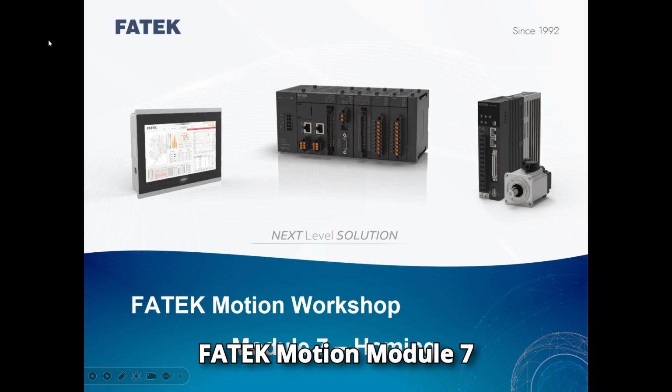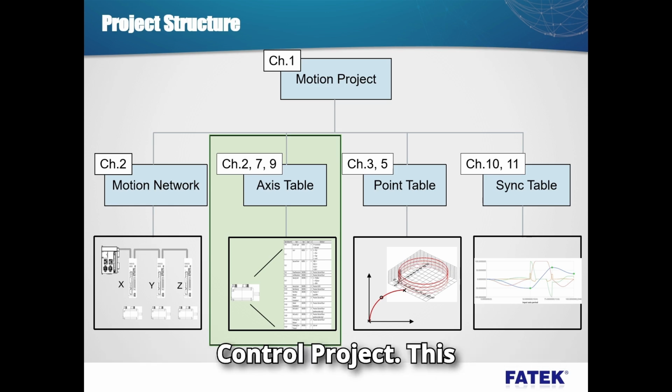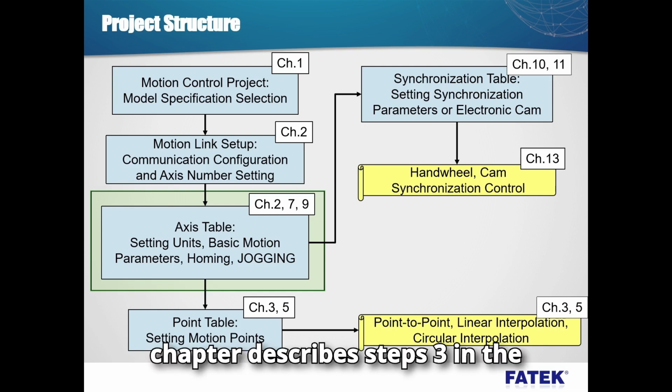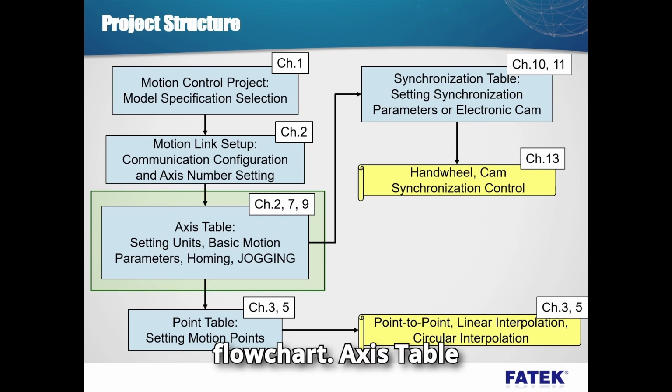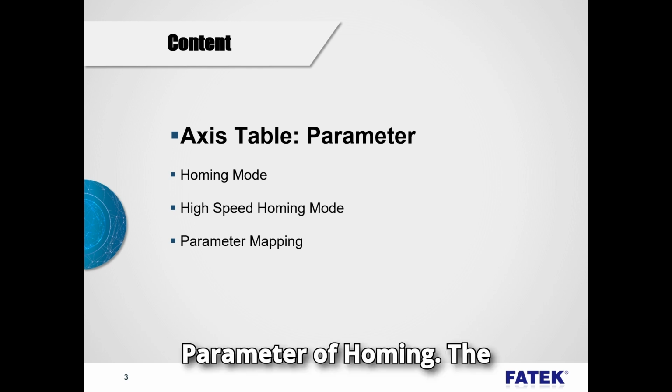FATEC Motion Module 7, Homing. This chapter focuses on the axis table in the motion control project. This chapter describes step 3 in the flowchart. Axis table, parameter of homing.